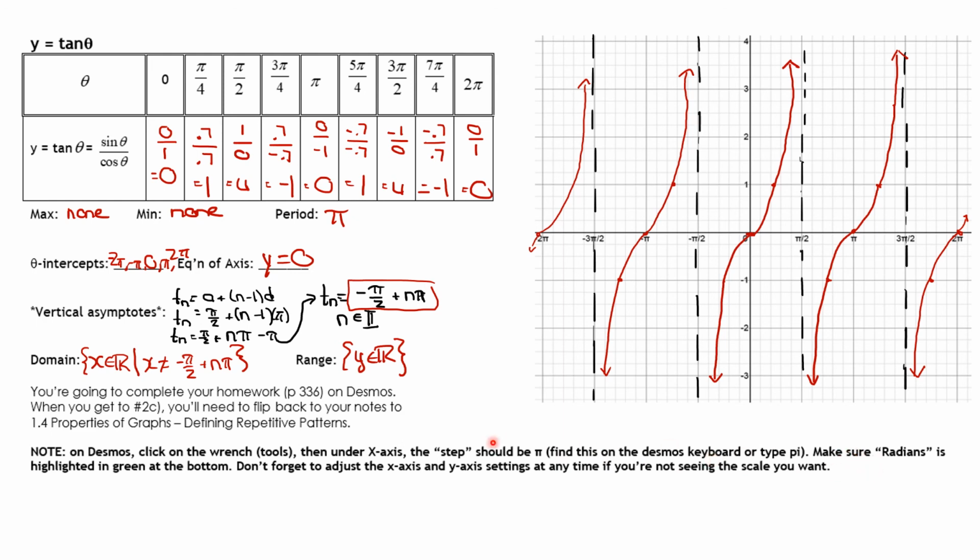Those are just some tips to help you with your homework, and that's what you're working on today: the graphs of the primary trig functions. That's sine, cos, and tan. Cosecant, secant, and cotan are secondary, so these are just our primary ones that you're working on today.